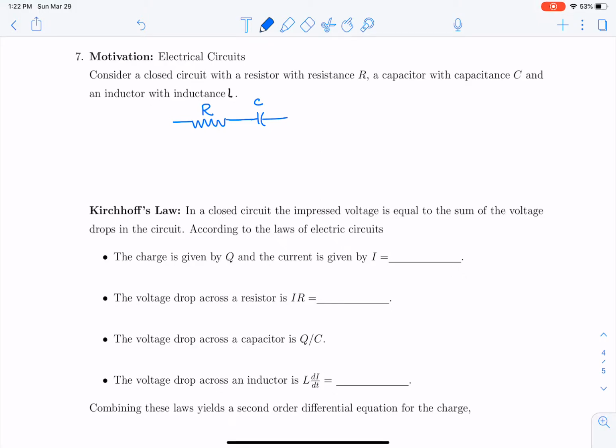And then an inductor with inductance L. So an inductor is a solenoid coil like that. We'll say it has inductance L. And then we're also going to hook that up to a battery. We'll call that battery V of T, which is supplying voltage.